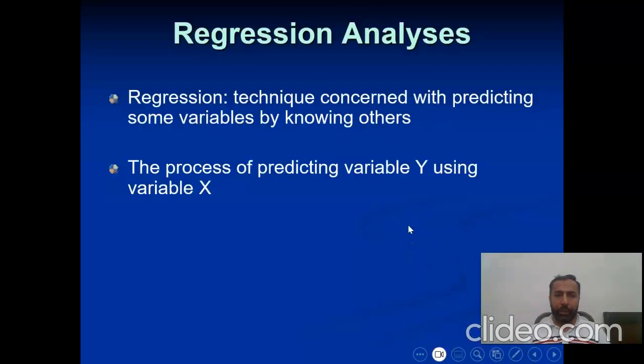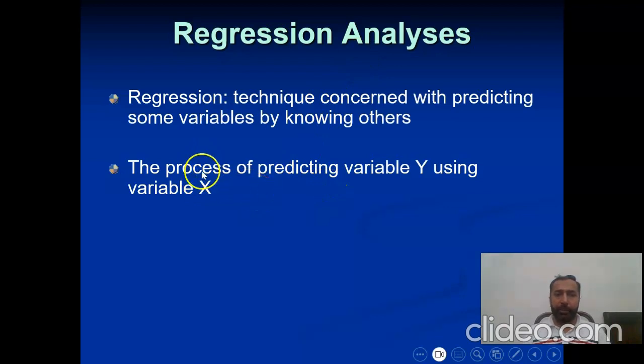Now regression analysis. Regression is a technique concerned with predicting some variables by knowing other variables. The limitation of correlation is that it does not tell us which variable is causing a change in another variable. So which is a dependent variable or which is an independent variable, we don't know with the help of correlation. If we want to know the impact of one variable upon another variable, or we want to predict one variable on the basis of another variable, we use regression analysis.